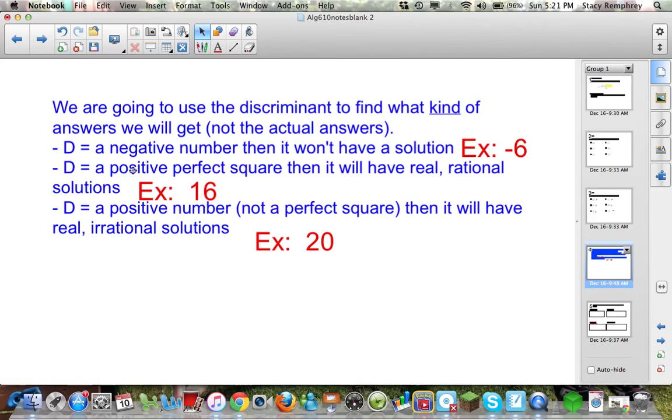You could get a discriminant that is a positive perfect square, such as 16. If it's a positive perfect square, such as that, when you square root it, you'll get 4. For example, if it was 16, you'll be able to get a rational solution at the end. The other option is a positive number that's not a perfect square, then it will have real irrational solutions. An example of a positive number that's not a perfect square would be 20.